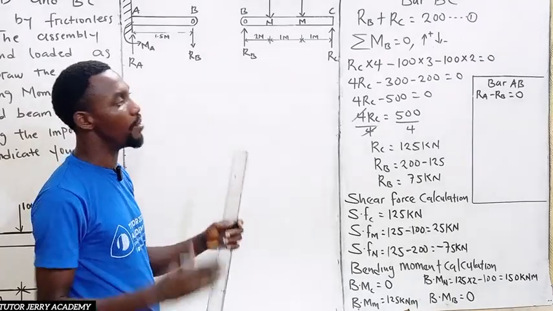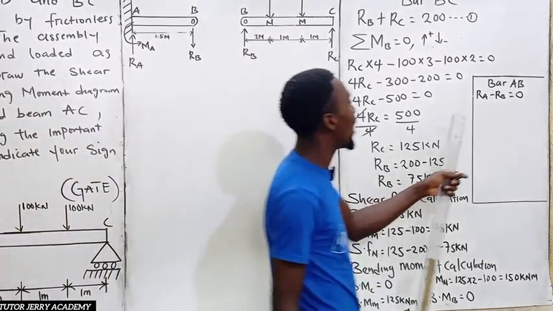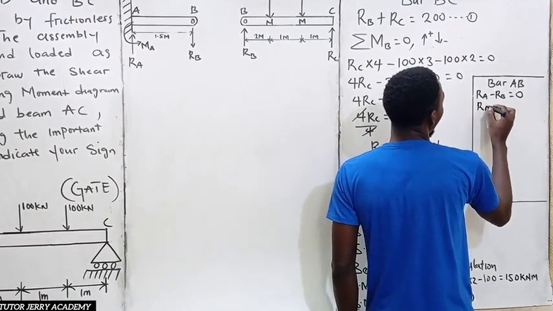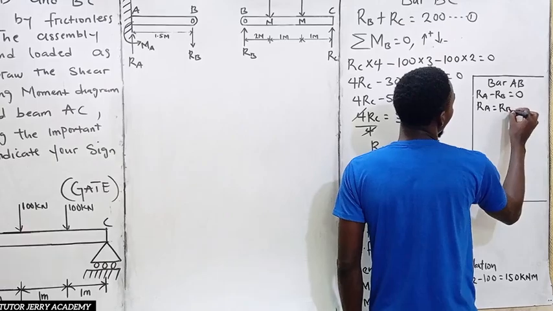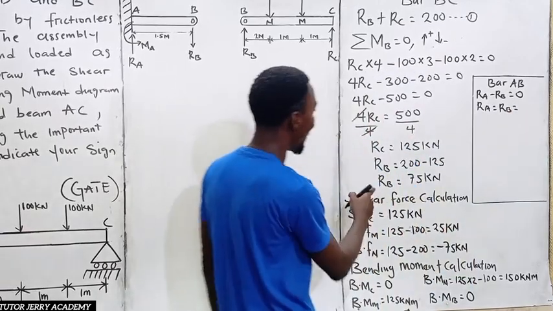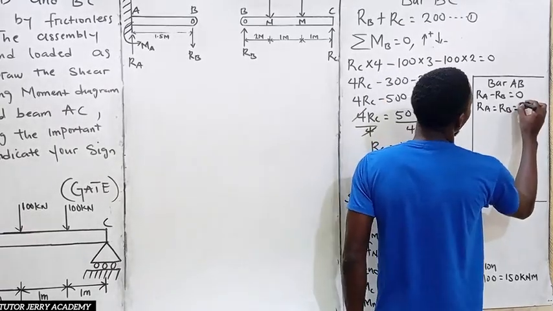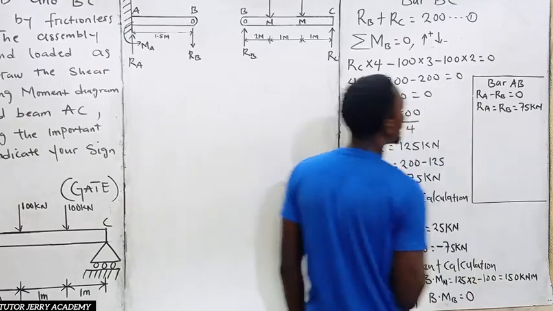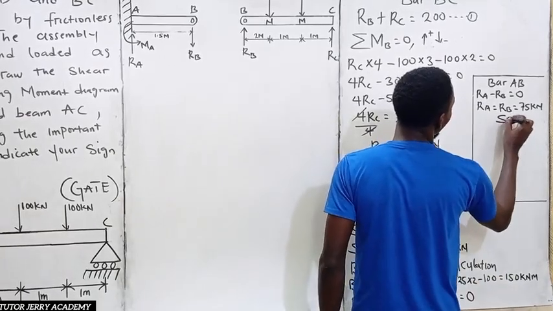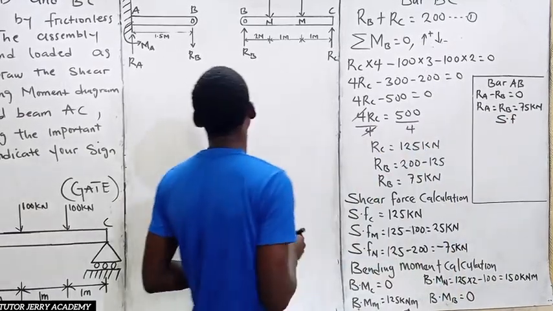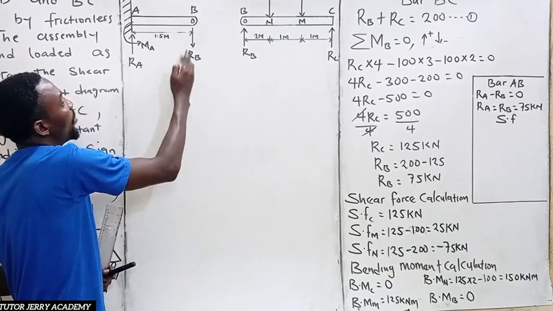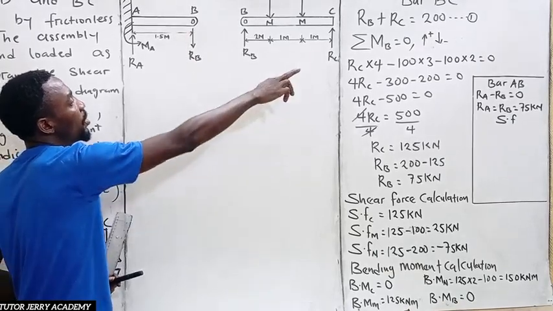RA minus RB is going to be equal to 0 for equilibrium. Alright. So now it means that our RA will be equal to RB. So RA is equal to RB, and RB is 75. So it's going to be 75 kilonewton. Alright, so let's go for the shear force now. So S.F. Alright. So now the shear force at point B is nothing but what? Don't forget, this is a downward force. It's going to be what?